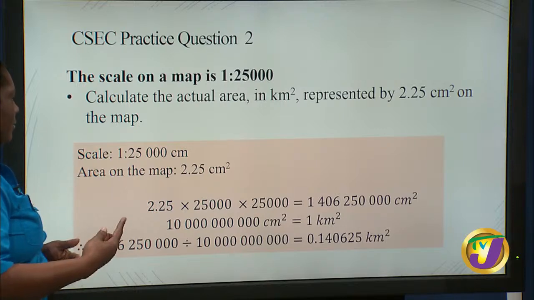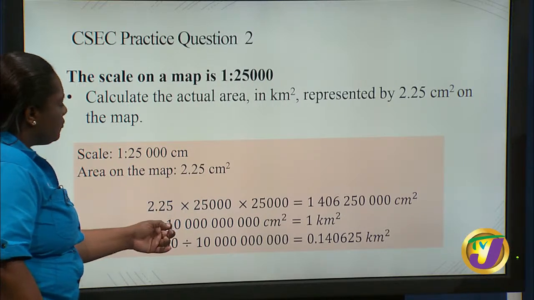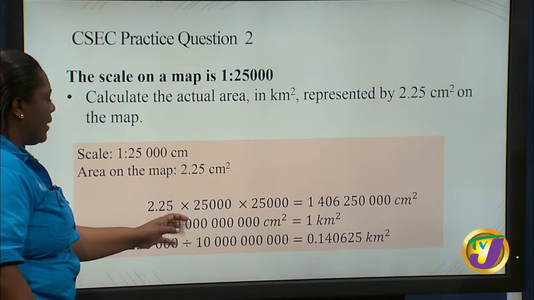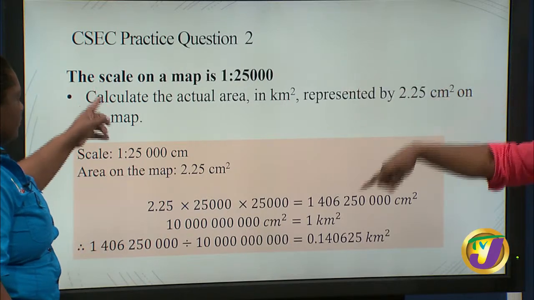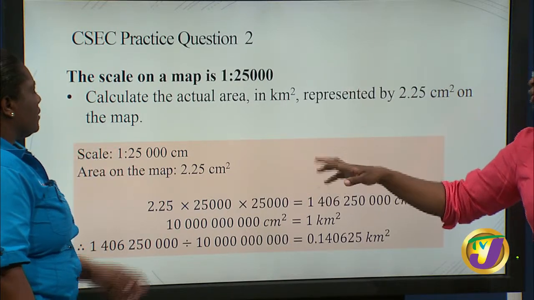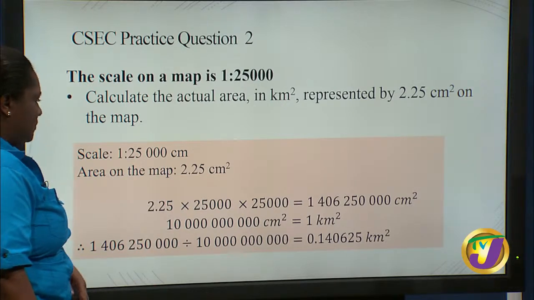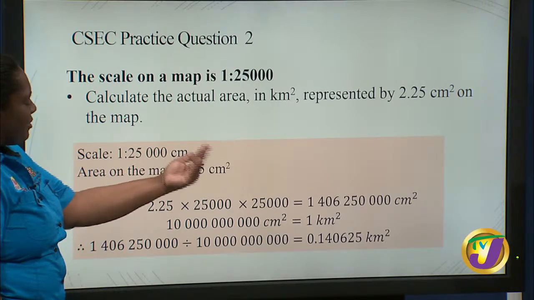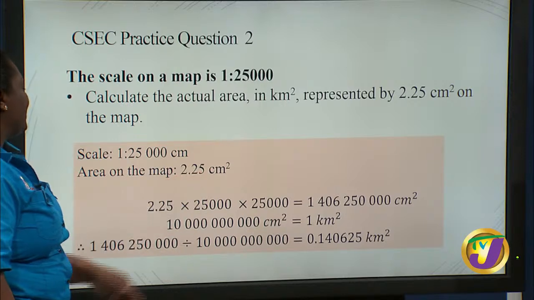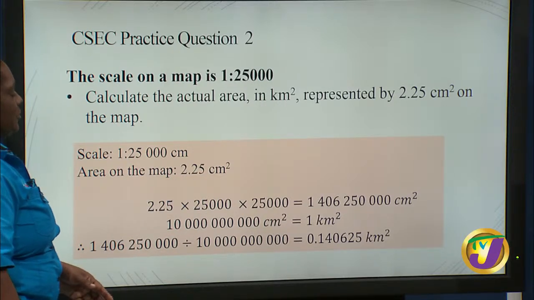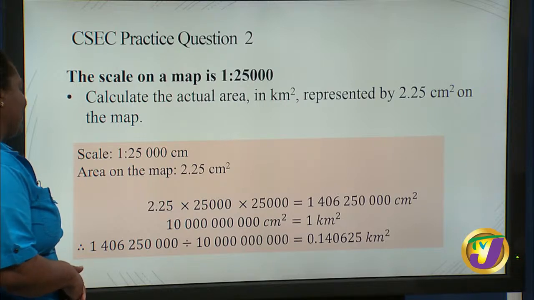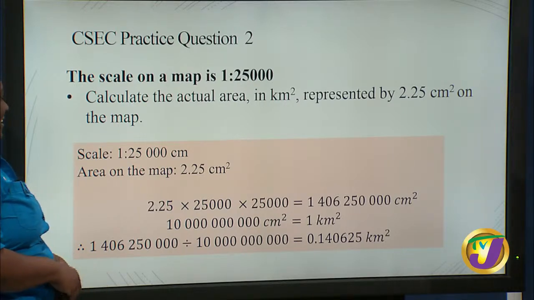Now, because we're squaring again, it is 2.25 multiplied by the 25,000 squared from the scale. 25,000 squared is 25,000 multiplied by 25,000, and that gives us a very large number: 1,406,250,000 square centimeters. That's a lot.